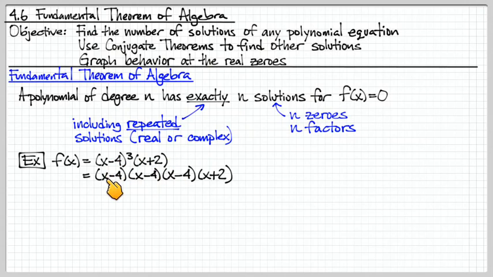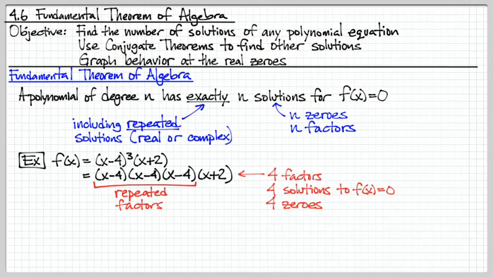If we expand it out, we see here we have three factors which are the same. We call them repeated factors. So altogether we have four factors here. We have four zeros. We get four solutions for f of x is equal to 0. Four zeros, again counting the repeated zeros.